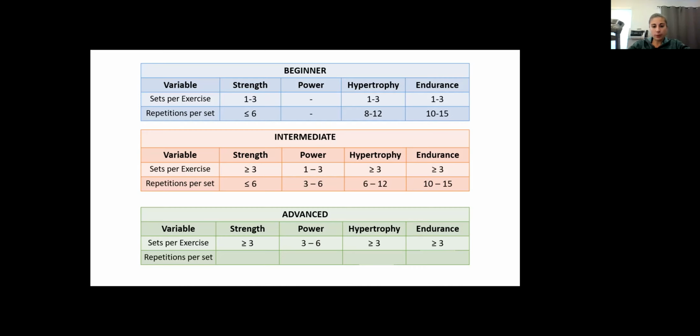What about repetitions for an advanced client for strength? Okay, so close, it's still 6. Across the board, you're going to see 6 all the way through. So 5 is correct, but the cutoff is 6.